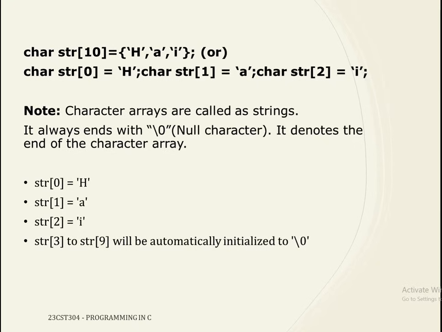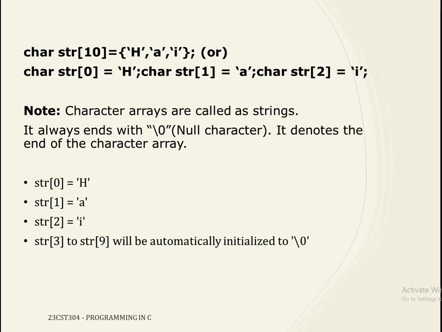Now, what is the purpose of the null character? The null character tells the computer where the string ends. Without this character, the computer cannot identify the end of the string correctly. That is why every string in C ends with a null character. For example, the word hello is actually stored internally as H, E, L, L, O, and finally, the null character. This is an important concept because whenever we learn strings in the next chapter, this null character plays a very important role.